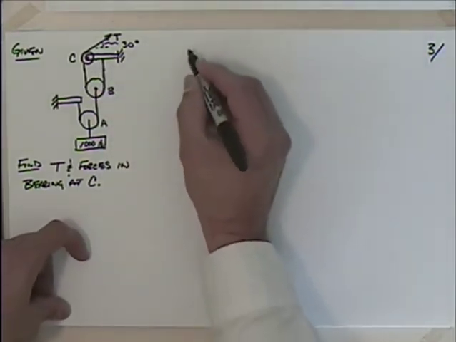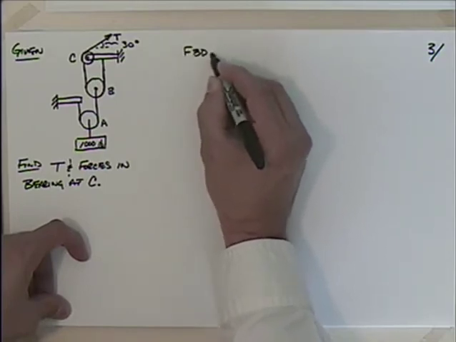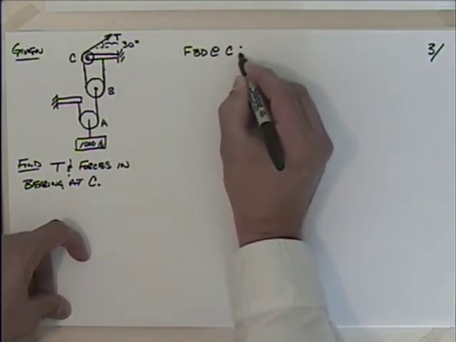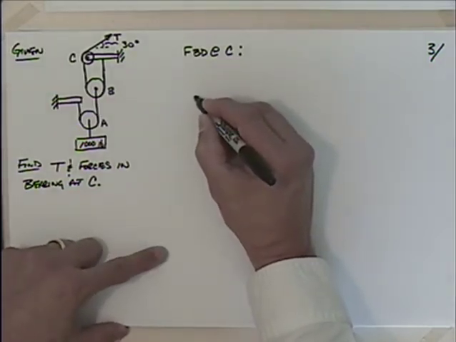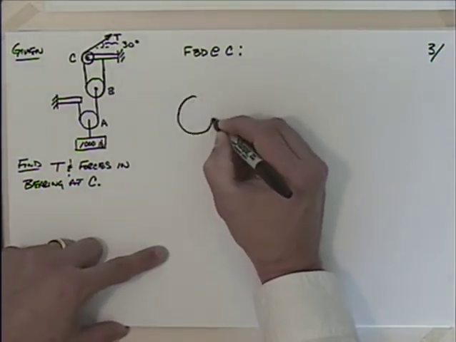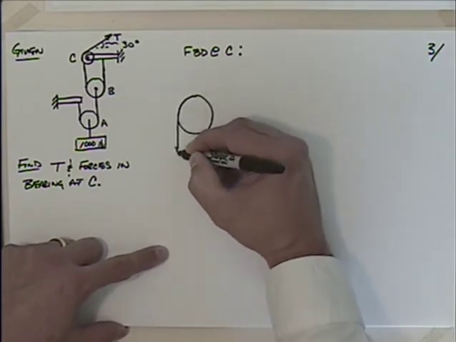Maybe we'll draw a free body diagram at C. So that would seem reasonable. Free body diagram at C. Let's see what that looks like. And really, from any problem that we do going forward, we'll probably draw free body diagrams. We should always draw free body diagrams.